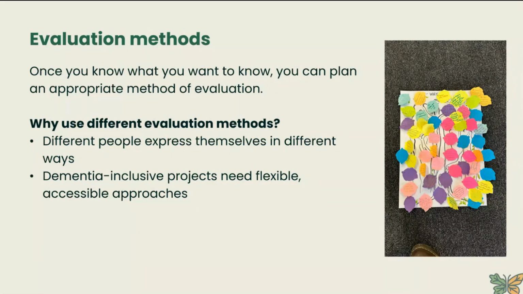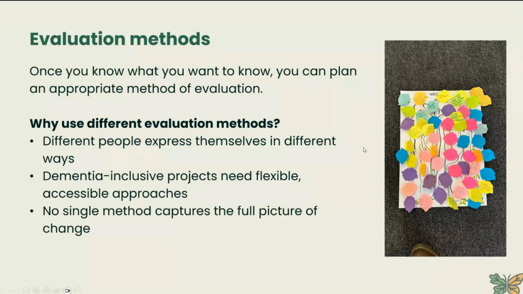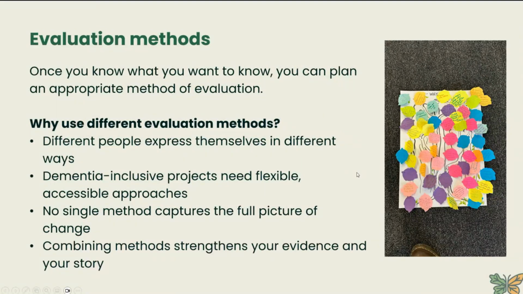So a lot of academic research, when we talk about evaluation, we think of surveys, interviews, quite intensive ways of finding out information. But for all the projects here today, we need to think flexibly and accessibly about our approaches, and that no single method captures a full picture of change, which is really key as well. And combining methods strengthens your evidence and your story.